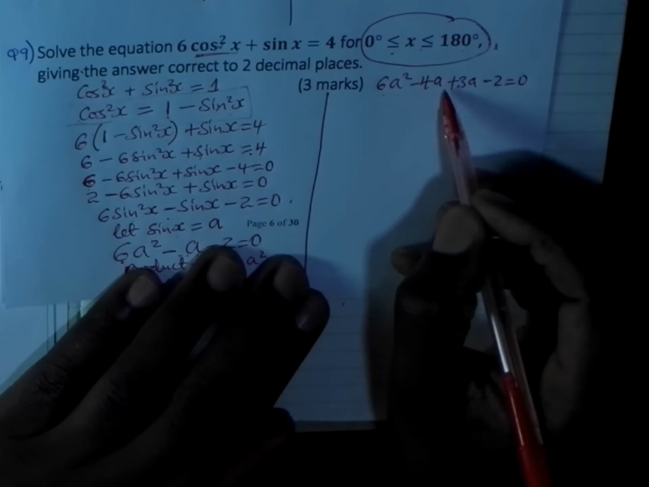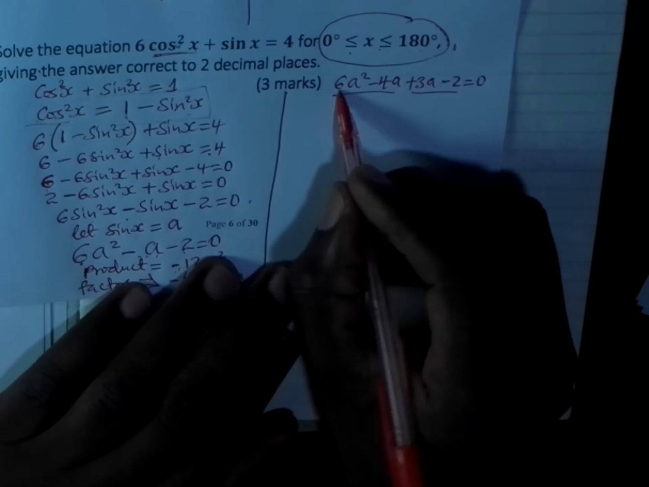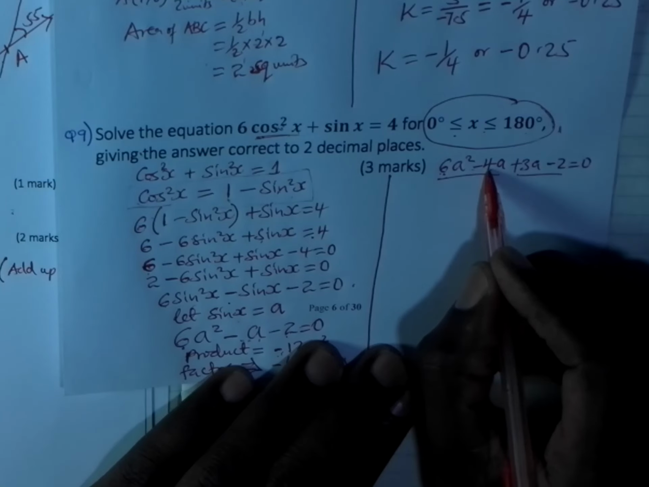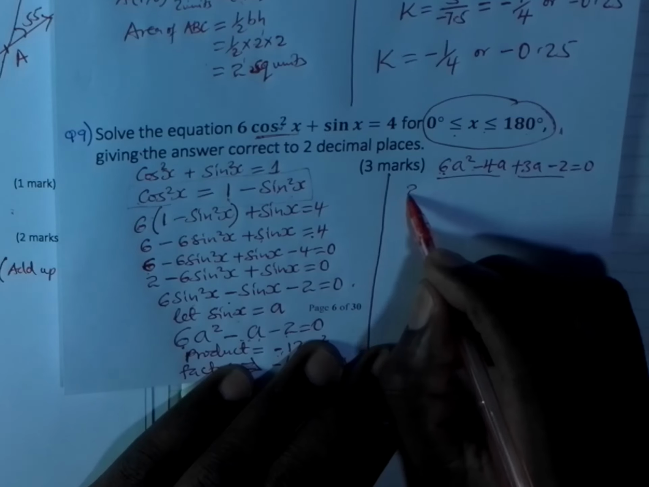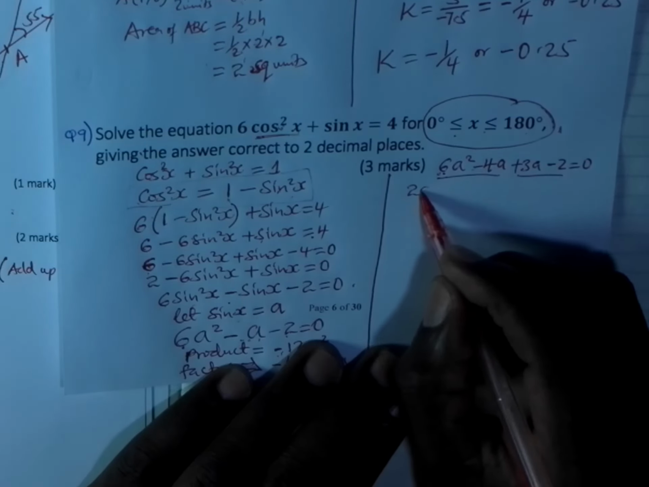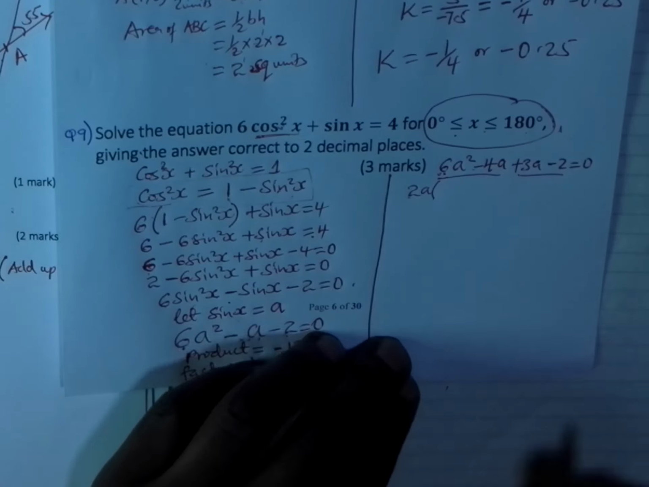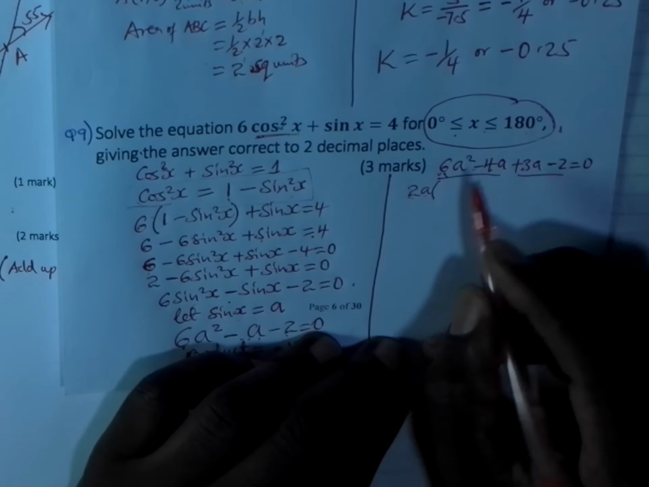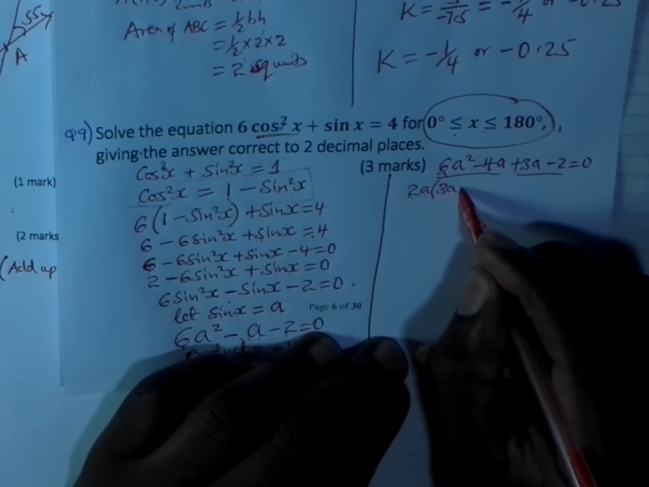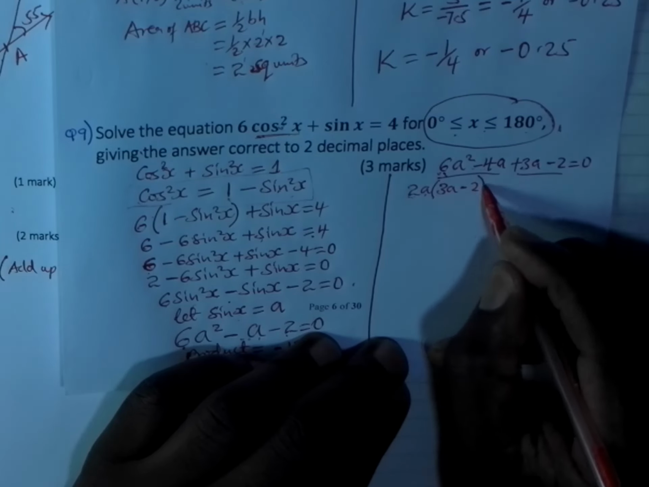So let us now take them in pairs and factor out. In 6a squared minus 4a, 2 is common in 6 and 4, and also a is common. So 2a, we are going to factor it out. 3a squared divided by 2a gives 3a, minus 4a divided by 2a gives 2.